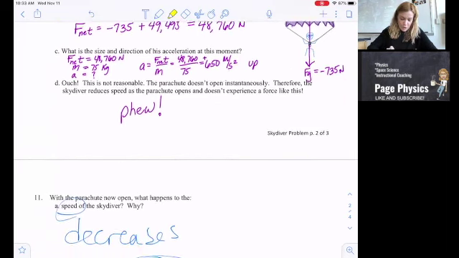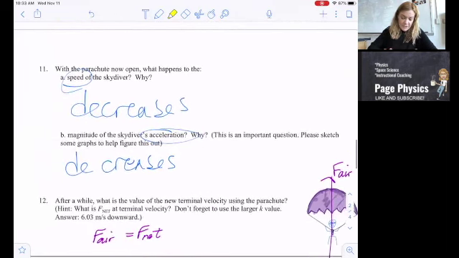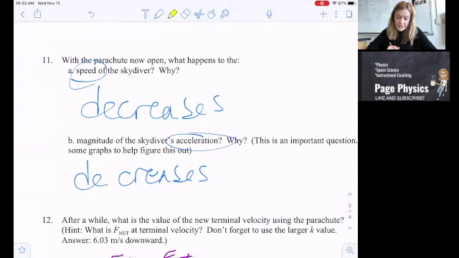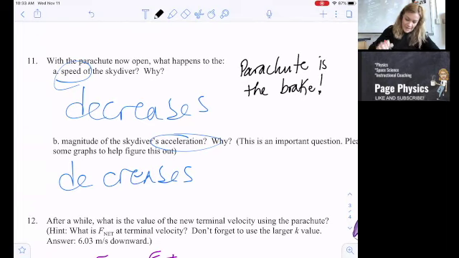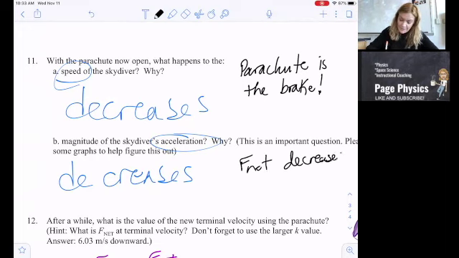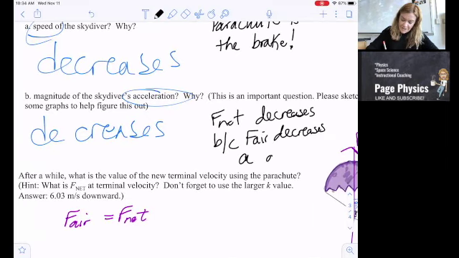So now the parachute is open. For 11 and 12, it says with the parachute open, what happens to the speed of the skydiver? It decreases because the parachute is like brakes, right? The parachute is the brake. And then what happens to the acceleration? It also decreases. So the F net decreases because the force of air decreases, which means also the acceleration decreases. All of it goes down.